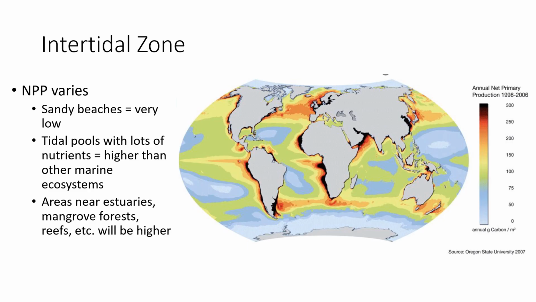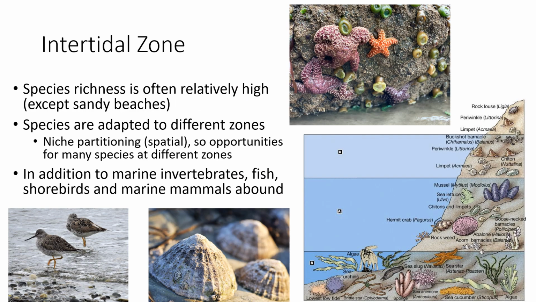All kinds of different things are going to allow the net primary productivity to vary, but in general, it tends to be one of the more productive areas in the ocean because the intertidal zone is exposed to sunlight. So you can have algae at the base of the food chain, kicking off that food chain and providing the base for a very complex food web. In general, because net primary productivity tends to be pretty high, so does species richness.